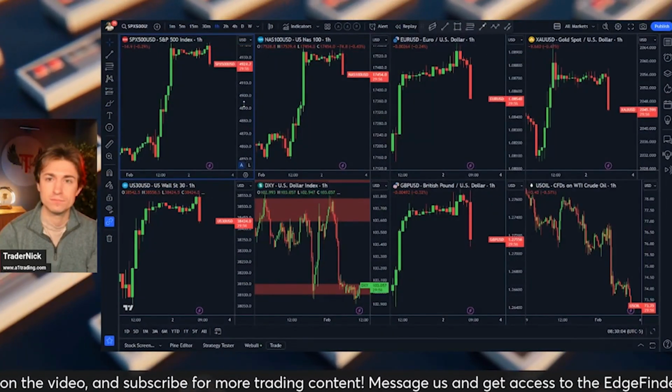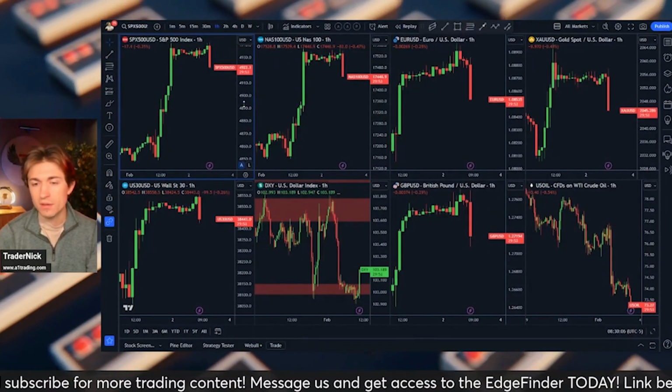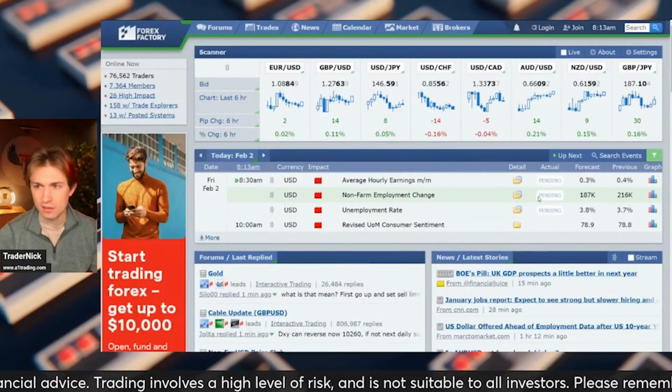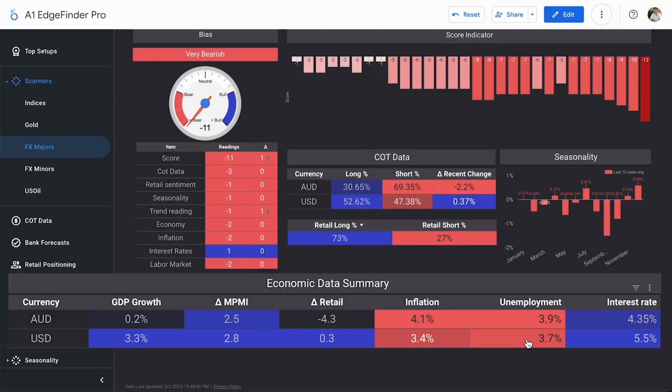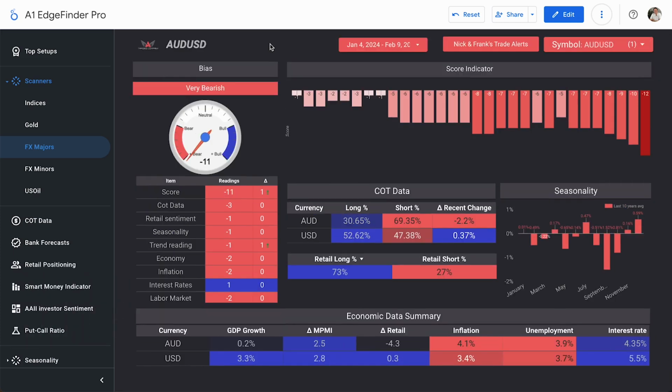The Edge Finder does get updated. It's constantly checking for new data. So when new data is coming out, the Edge Finder is updating to be as accurate and up to date as possible. So new NFP report today, unemployment dropped from 3.8% down to 3.7%. And lastly, interest rates, 5.5% currently on the US dollar. Does not look like Jerome Powell and the Fed are going to cut rates in March like a lot of people believed that they would.